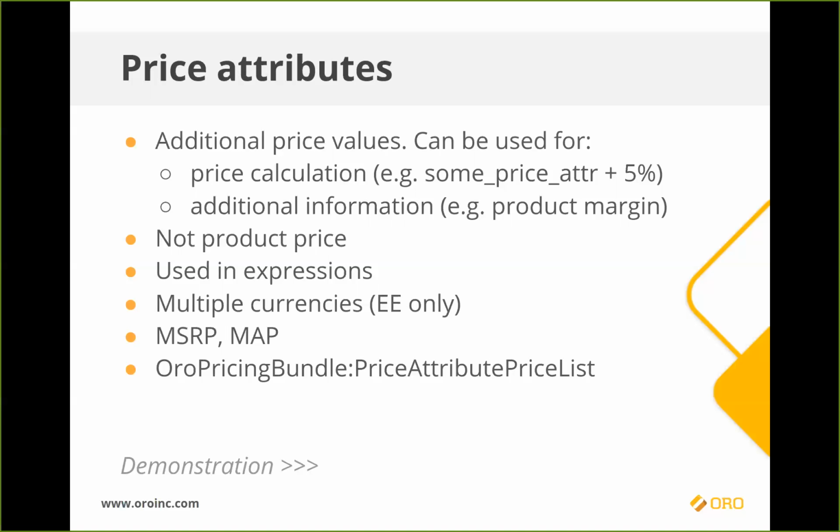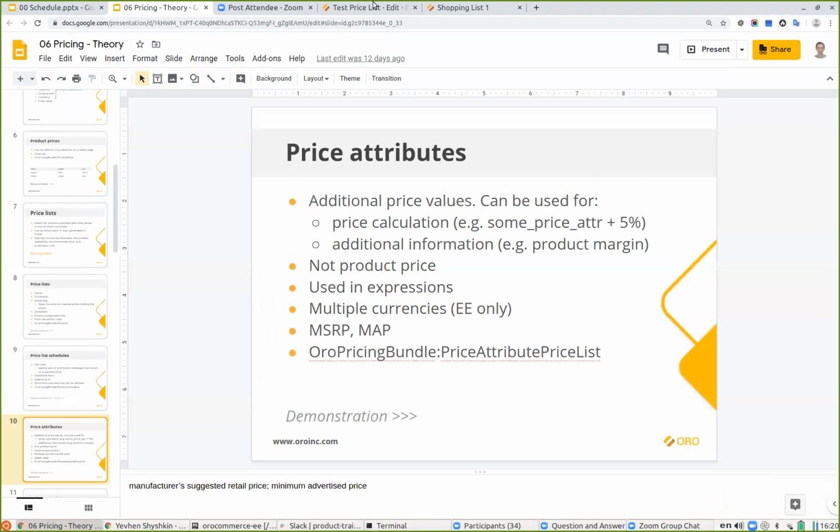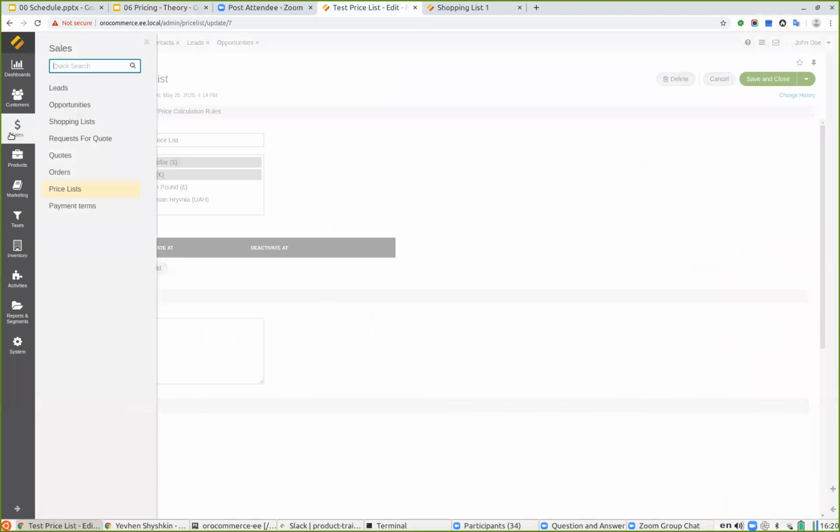So pay attention that a price attribute by itself is not a product price, it's just a price-like or currency-based value. It's often used in expressions. Again, it may have multiple currencies. In the Community Edition, we have only one currency. Good examples of price attributes are MSRP or MAP. And I have also added one more price attribute called ERP price.